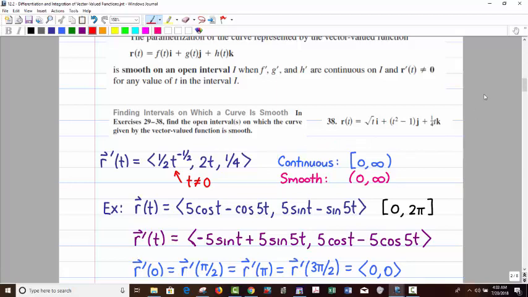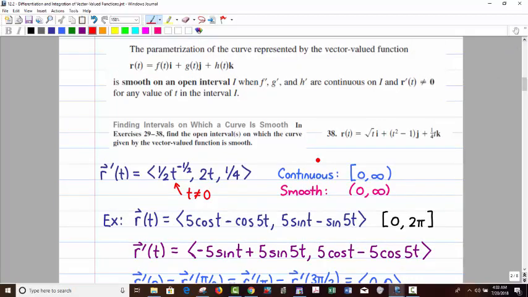Then we have 0. t squared minus 1, excuse me, the derivative will be 2t. And then 1/4 t will just have a derivative of 1/4. Now the domain has a lot to do with this here.